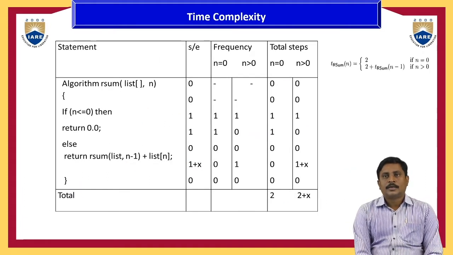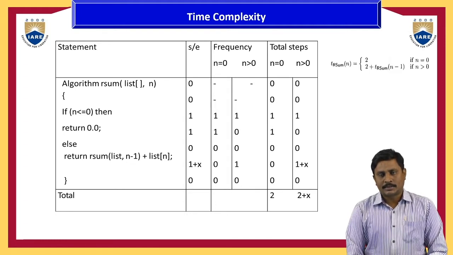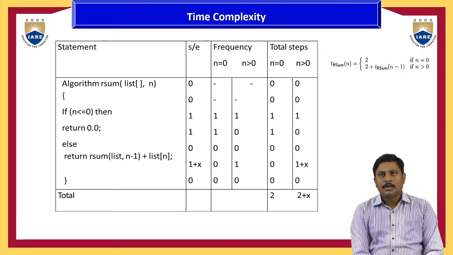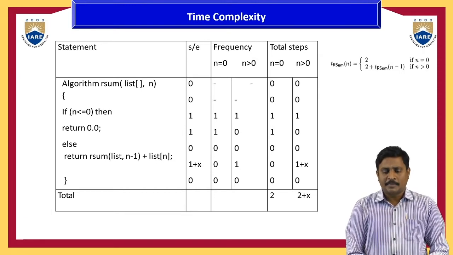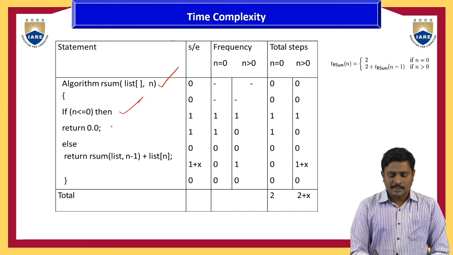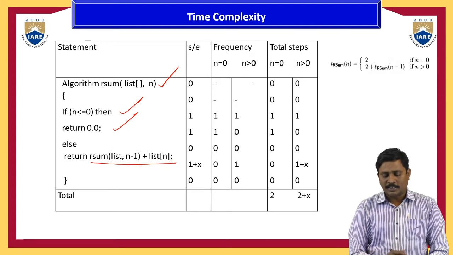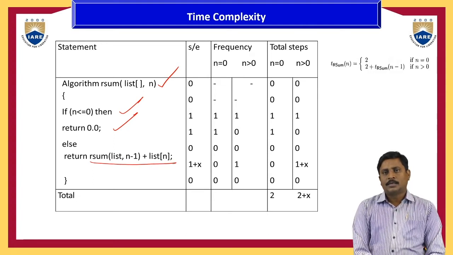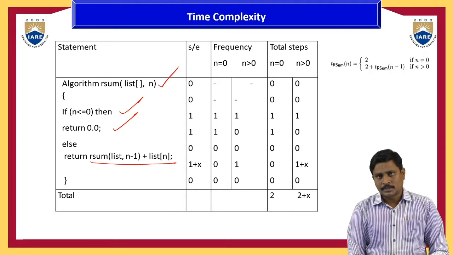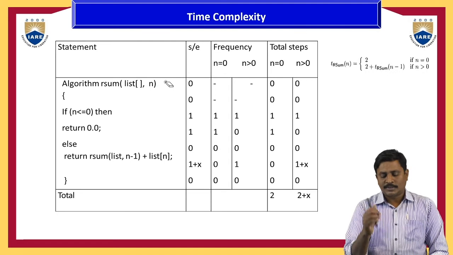Next one is the recursive sum of the given n numbers. So the algorithm is: algorithm sum of list, n, where list means an array of n numbers and n means the number of elements. If n is less than or equal to 0, then return 0. Otherwise, return sum of list of n minus 1 plus list of n. So by repeating this recursively, we are adding all the n numbers. Now here, how do we calculate the time complexity of this algorithm?